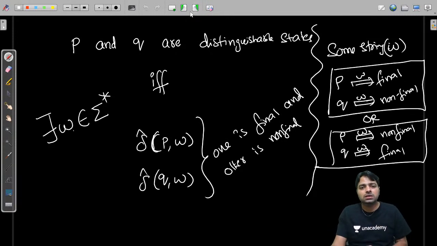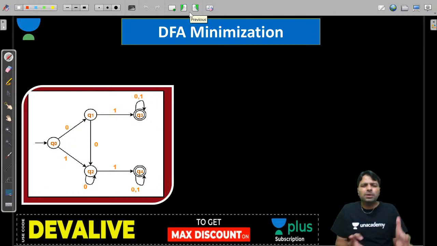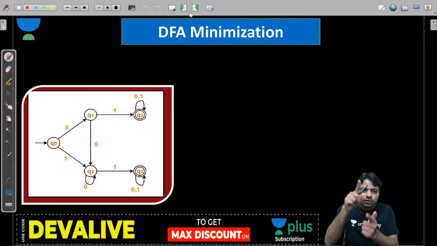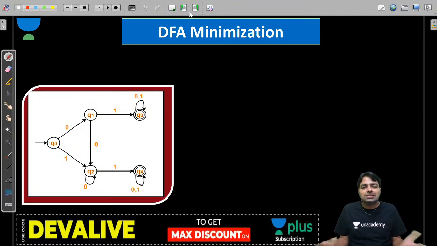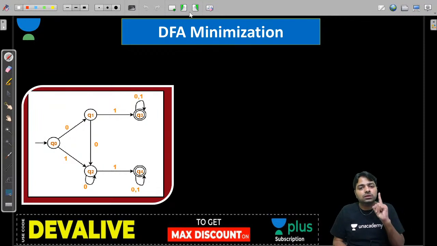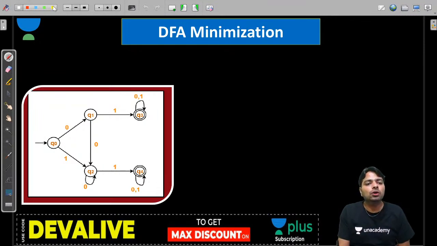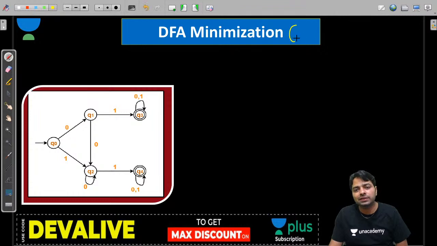Without the algorithm, some people can also understand, but not all the time, guys. Sometimes without the algorithm you can understand, because here you can look at it: Q3, Q4, can you combine or not? Yes. But other than Q3, Q4, suppose Q1, Q2 may be combined, then how do you understand? That is the difficulty, guys. Remember, sometimes you can understand without the algorithm, but sometimes algorithm support is required. Then I'm going to help you with DFA minimization with the help of the partition algorithm.